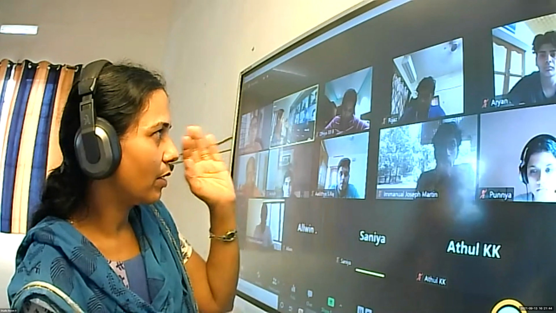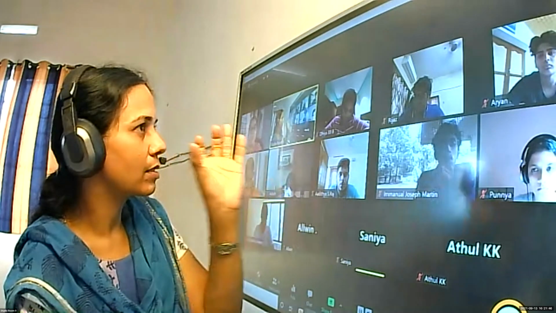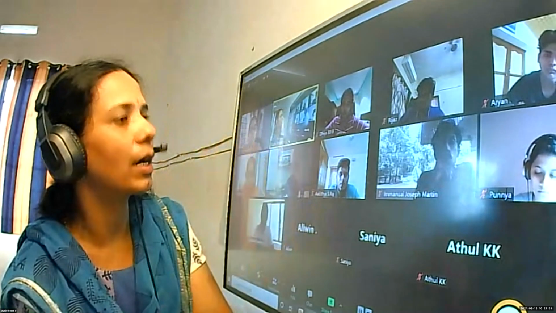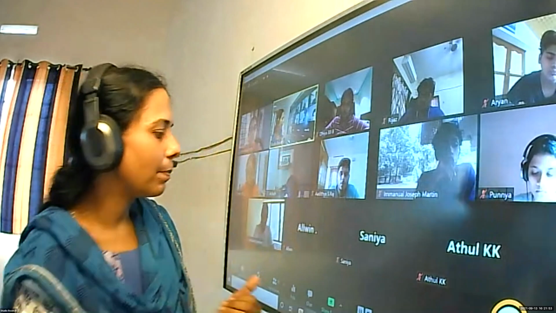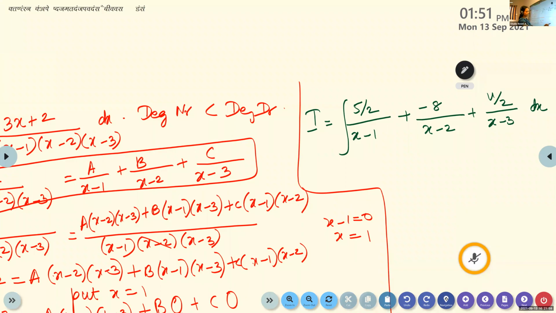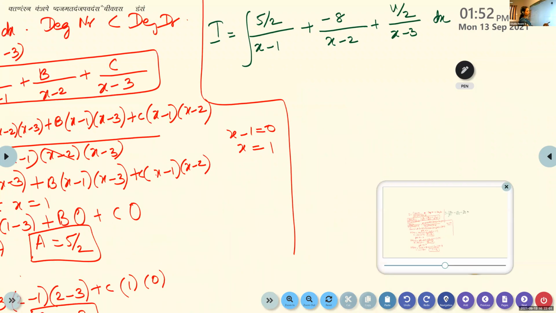Okay, so actually, if you look at the given function, it is a single function, isn't it? Now, what we did, we divided it into 3 parts. We are reducing the powers. Now, we can integrate this easily.